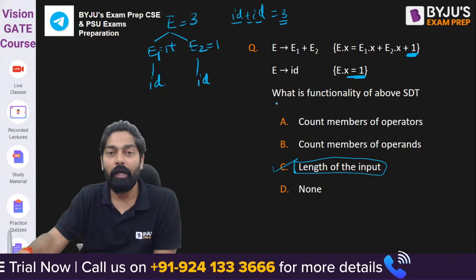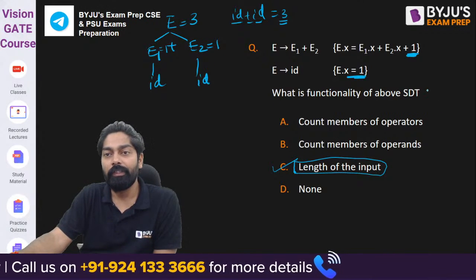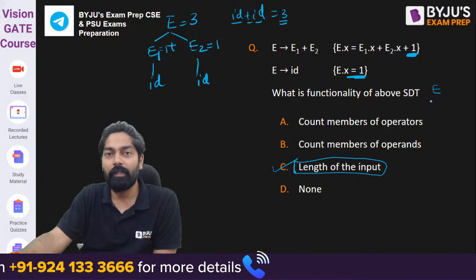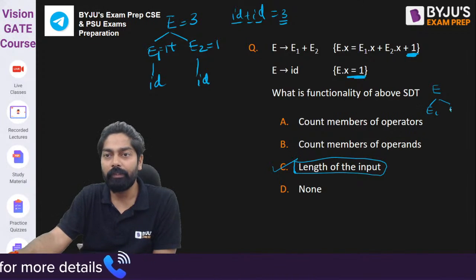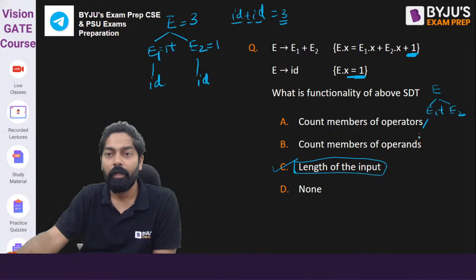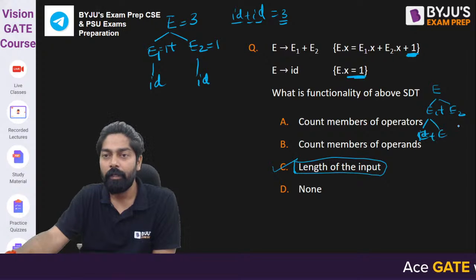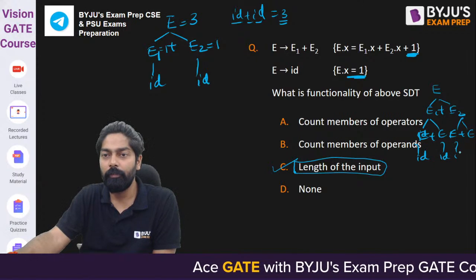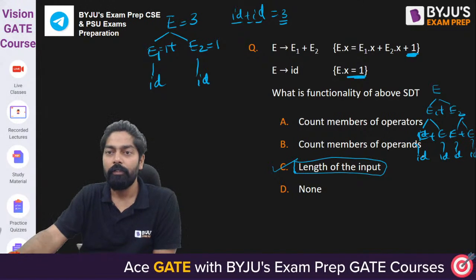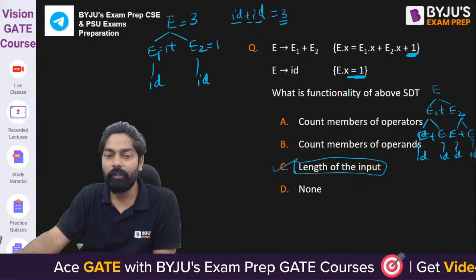Fine. Now, if you see the previous one, like ID plus ID plus ID plus ID. So E goes to E1 plus E2. E goes to ID plus ID. Let me write E plus E. E goes to E plus E, and this is nothing but ID, this is nothing but ID, this is nothing but ID, and this is nothing but ID. So can you please tell me? So this is 1. Let me change the color.